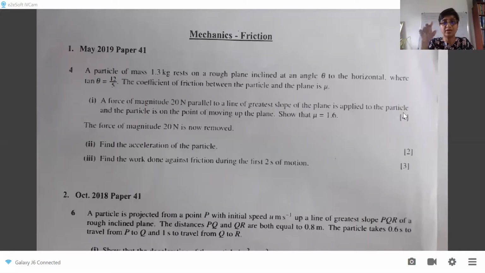Let's shorten things. It says the coefficient of friction between the particle and the plane is mu. So they have given it not as a value, but as mu, okay? The coefficient of friction between the particle and the plane is mu. Part 1.